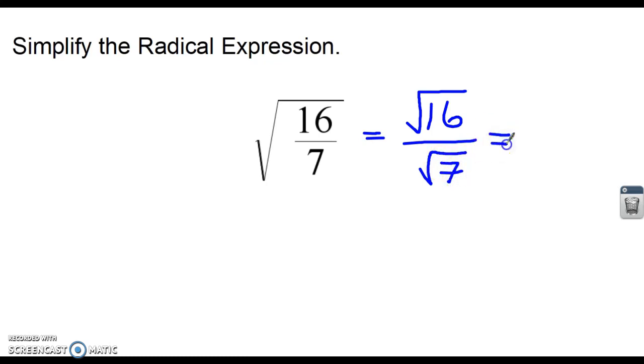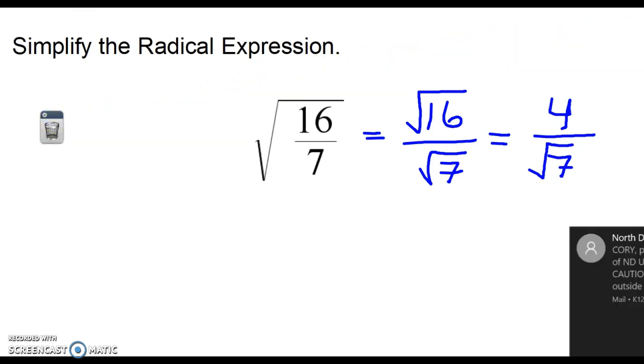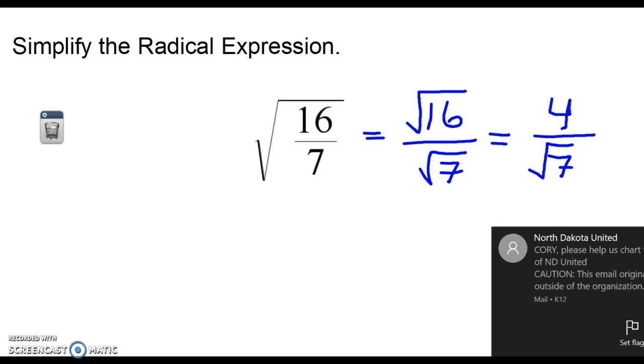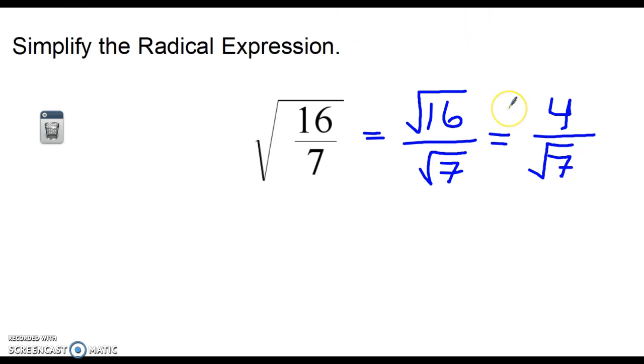Well, the square root of 16 you should know by now is 4. I'm not going to even show the breaking up for that one. Now I have 4 over the square root of 7. This is a problem for you. You do not want to have a square root in the numerator or the denominator. Sorry about that. Let me get rid of my email here. Do not want to have the square root in the denominator.